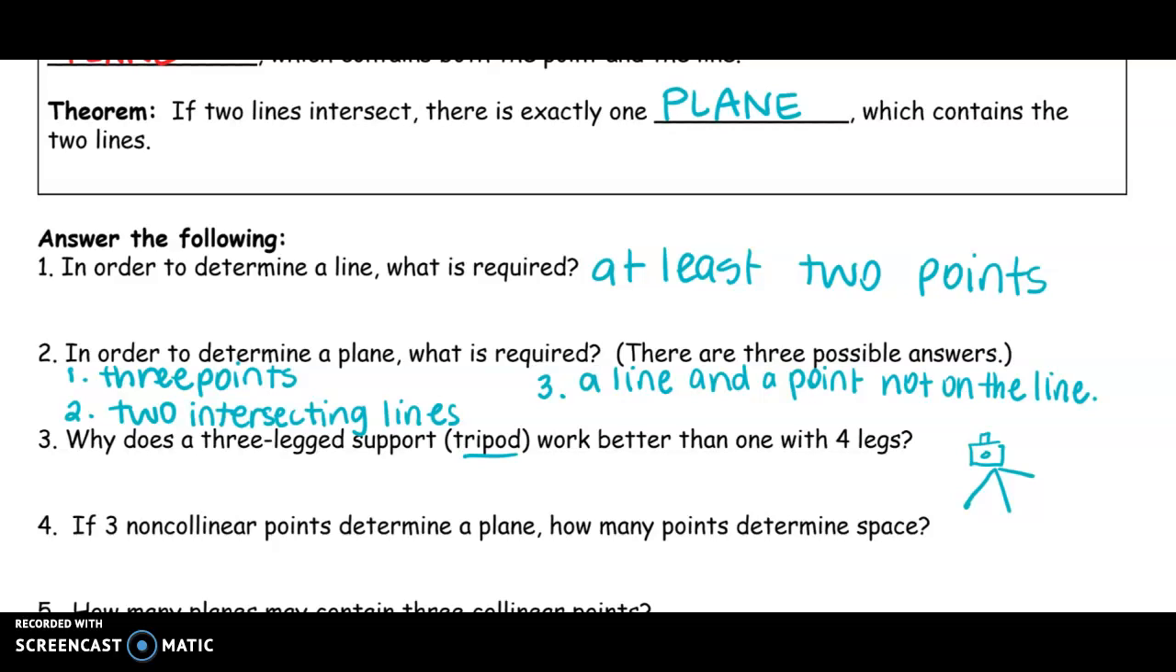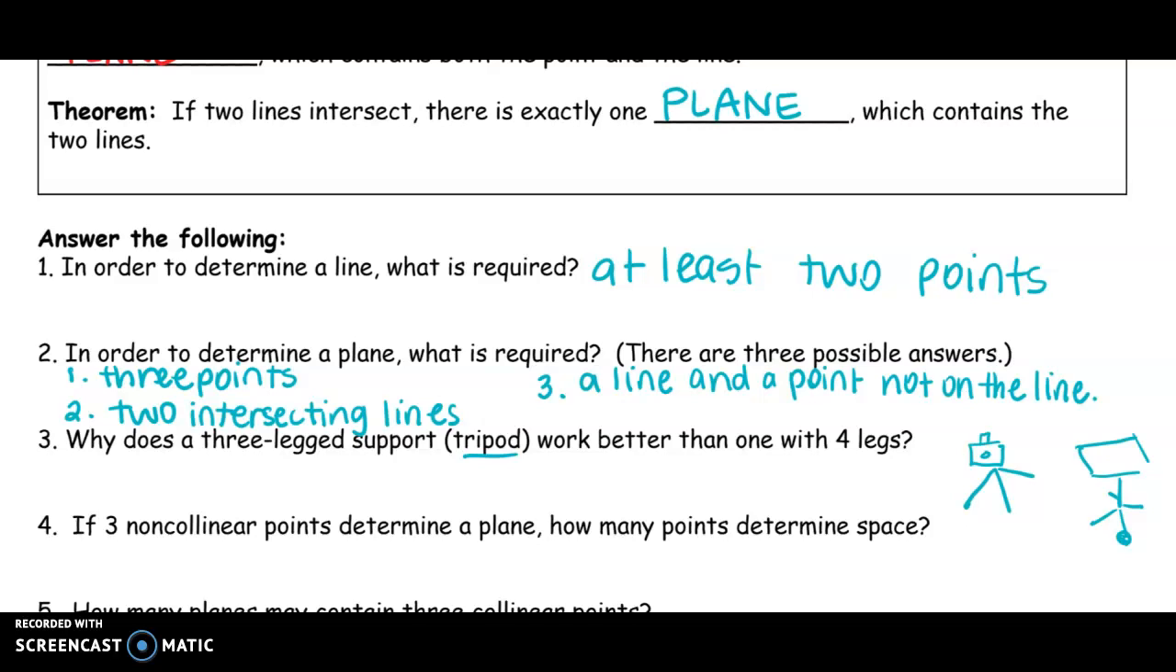Think about when you go to a restaurant. They have a 4-legged table. It's not always sturdy, because if one of those legs is not on the ground, then it's going to kind of tip a little bit.